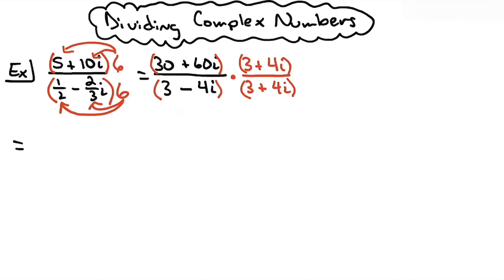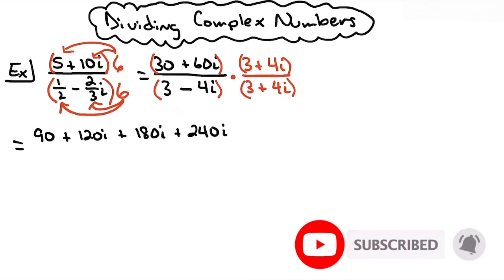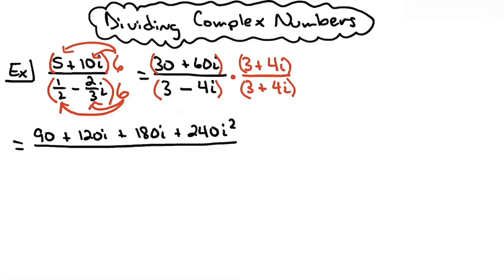Okay, so I'm going to come down here to do that. Let's go ahead and FOIL that top out. We're going to have a 90 and then a plus a 120i, and then we'll have a 180i, and then we're going to have that 240 and then an i squared for that last part of the FOIL. Okay, now shortcut on the bottom.